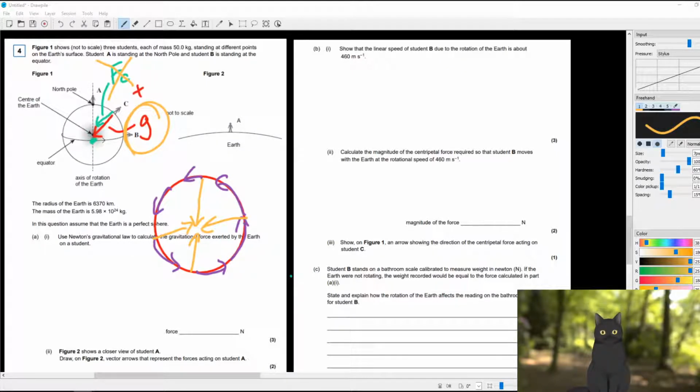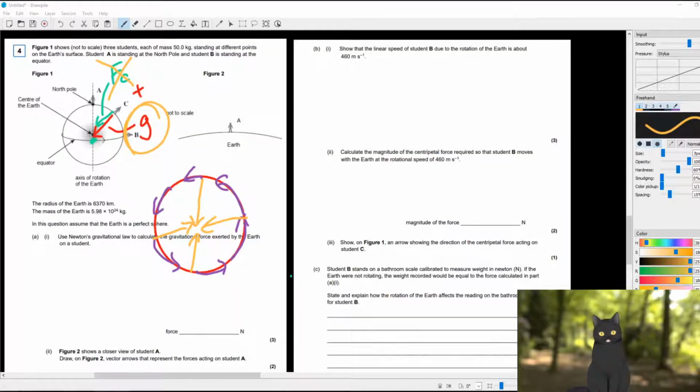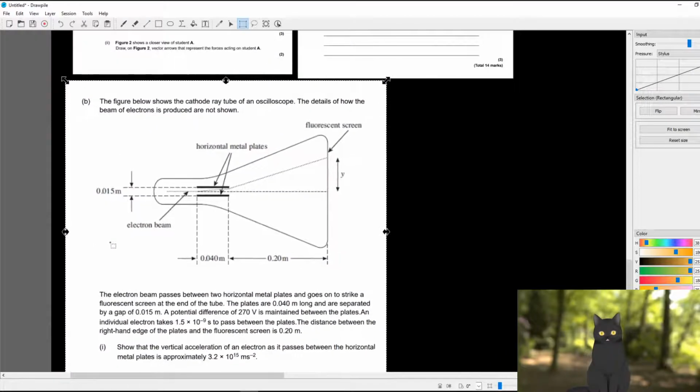Just the last question of 5. Okay, thermionic emission by heating. So 5A, 5B. So 5B4, right? Yep. Okay, so let me just copy this whole entire cathode ray tube of an oscilloscope. Whoa, this looks huge.